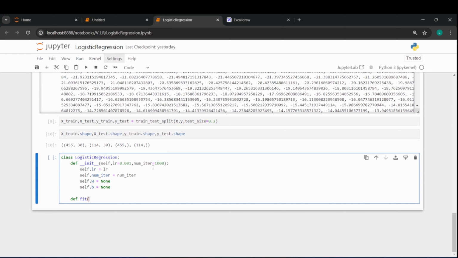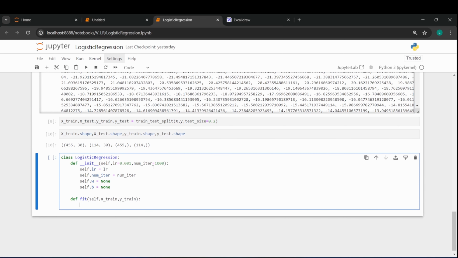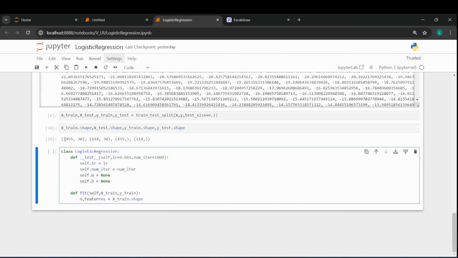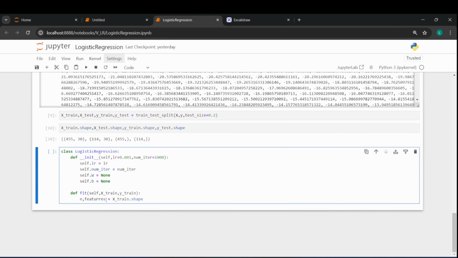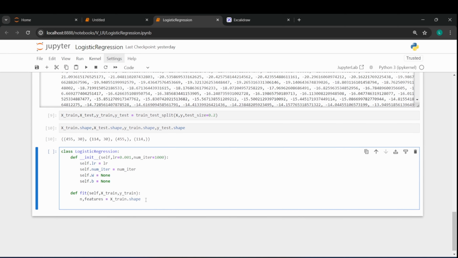So def fit, we need x_train and y_train to train the model. First we need to find how much data is in our training set and how many features are there in each data. To know that we can use x_train.shape. If you can see here, x_train.shape gives 455, 30. This 455 represents the number of data and this 30 represents the number of features, and I have stored them in n and features. Now let's also initialize our weight value and bias value.